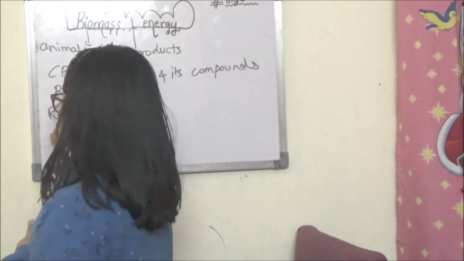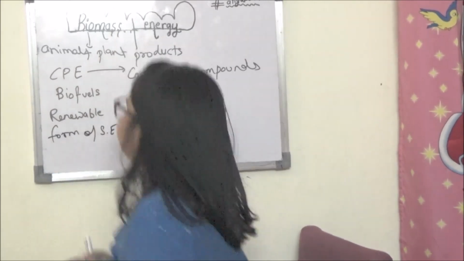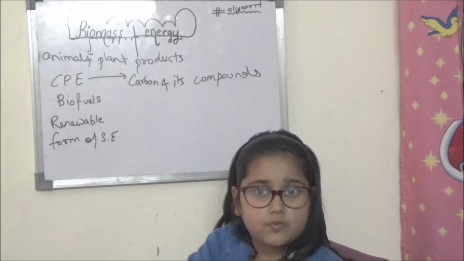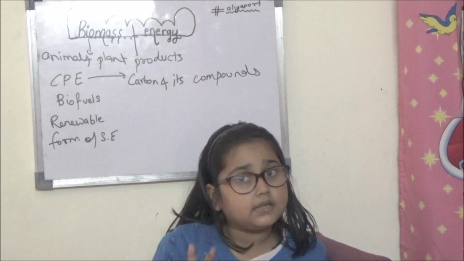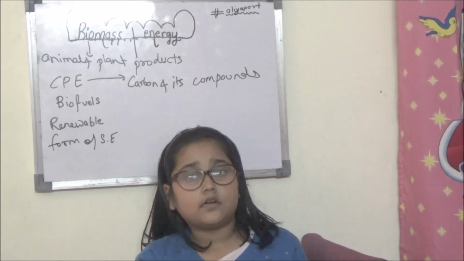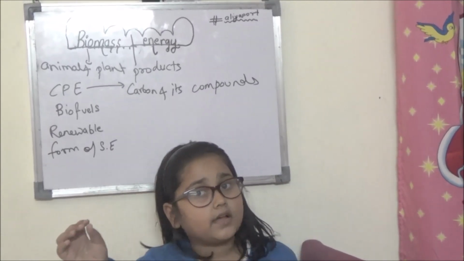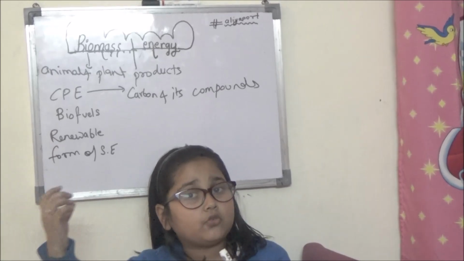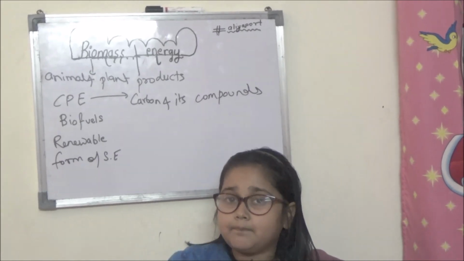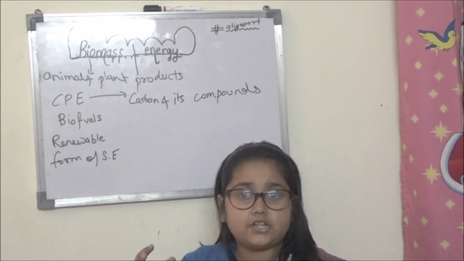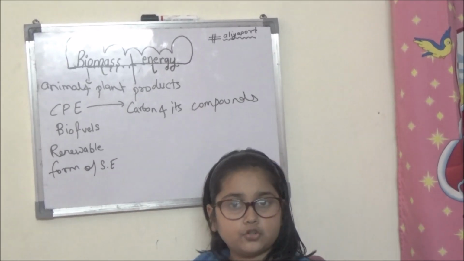Now, biomass energy is a form of solar energy. How? Biomass energy is the energy which we obtain from biomass, and biomass is animal and plant products. Animals and plants both come in living matter, and all living matter requires sunlight to grow. Now, sunlight comes from the sun, and energy from the sun is solar energy. This solar energy is stored in the animals and plants in the form of chemical potential energy. So biomass energy is a form of solar energy.